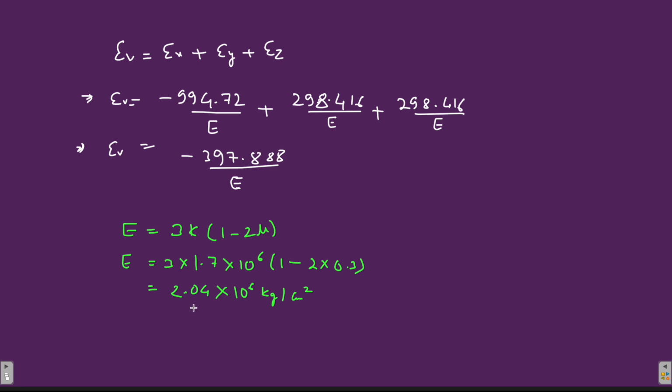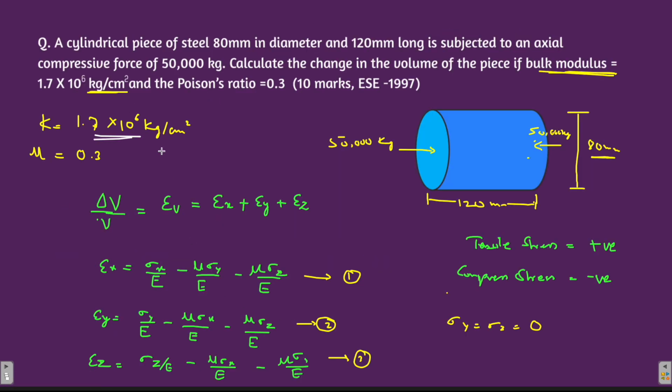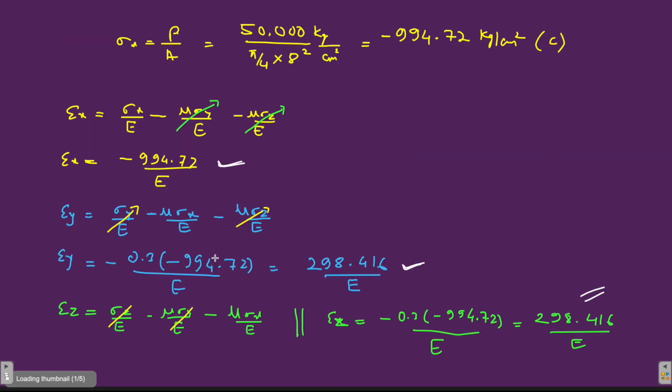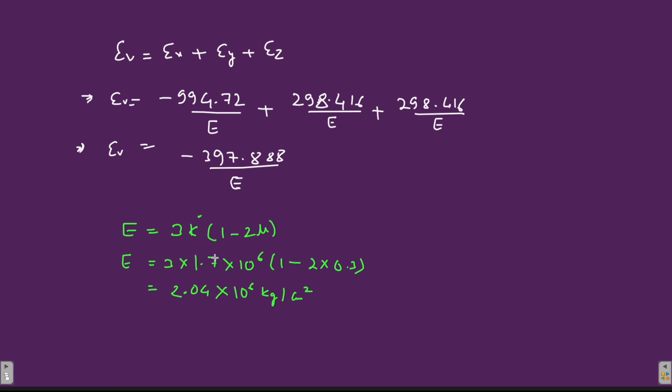Why? Because the value of K we are putting here is in kg per centimeter square. It is given in kg per centimeter square, and we are putting it in kg per centimeter square. So we are getting the value of E in kg per centimeter square.